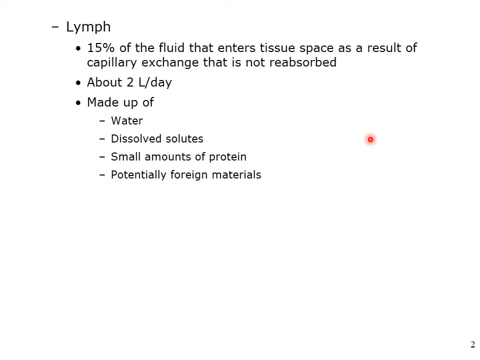This fluid that we call lymph is that remaining 50% of the fluid that has entered the tissue space as a result of capillary exchange. We talked about that. This fluid has to be picked up by the lymph in order for there to be a balance with respect to all of the tissue fluid that remains back in the tissues. Approximately 2 liters of lymph are produced per day, and it's made up of primarily water, dissolved solutes, small amounts of protein, and potentially foreign substances.